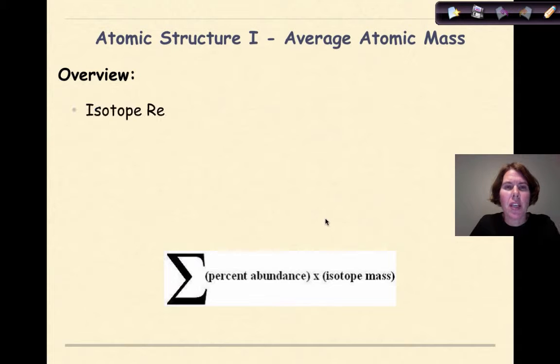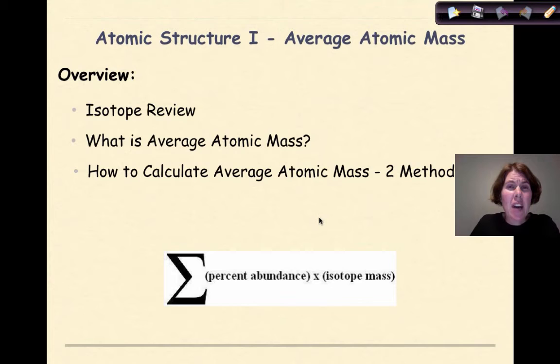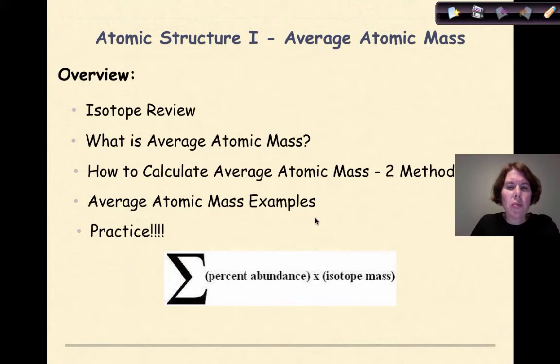Today we're going to be talking about average atomic mass. Specifically, we're going to be looking at a little bit of an isotope review, asking ourselves what is average atomic mass, how to calculate average atomic mass, and I'm going to show you two different methods of how to do this, look at some average atomic mass examples, and then finally do a little bit of practice.